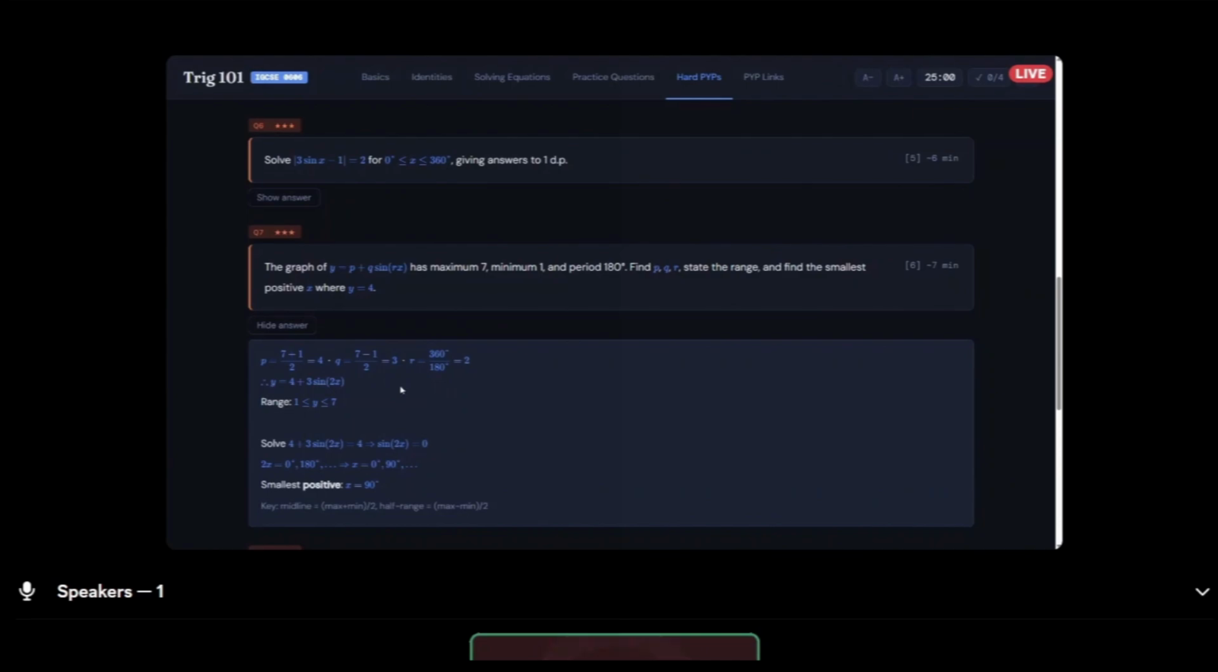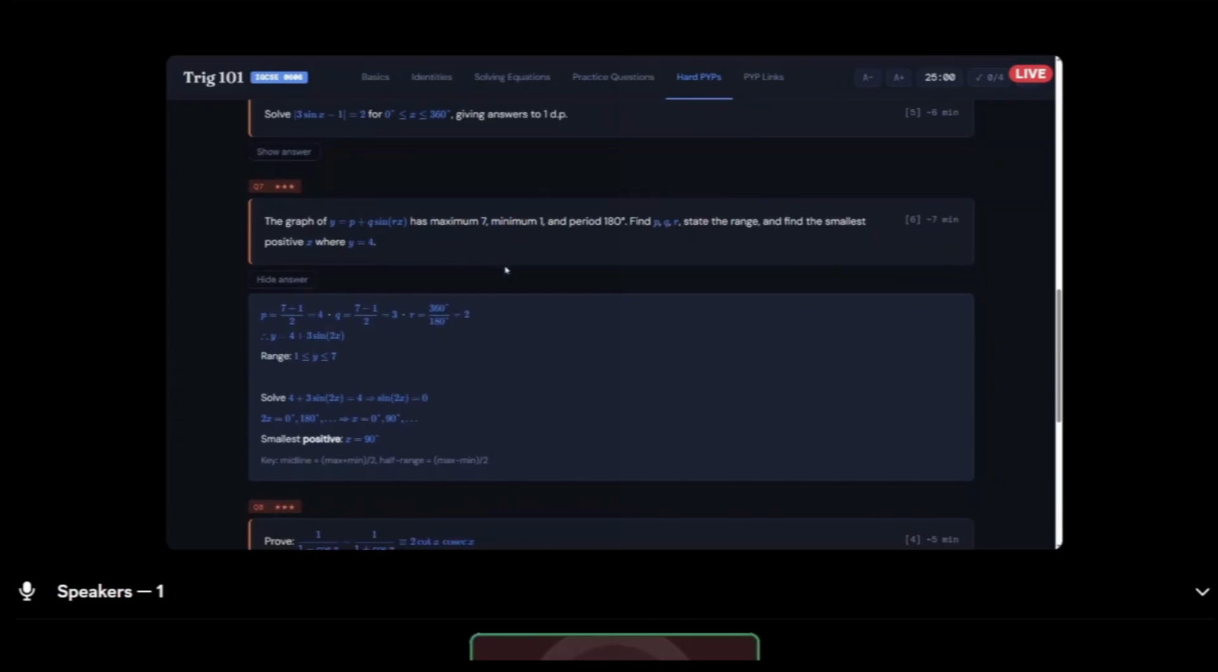Because if you think about it, if the amplitude is 3, it goes up 3 and then goes down 3. So the difference is 6. When the difference is 6, the amplitude is 3. It's divide 2 of the difference. And then with the period, it's just 360 divided by 180 equals 2.